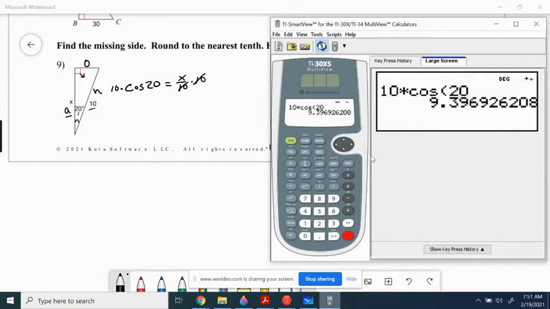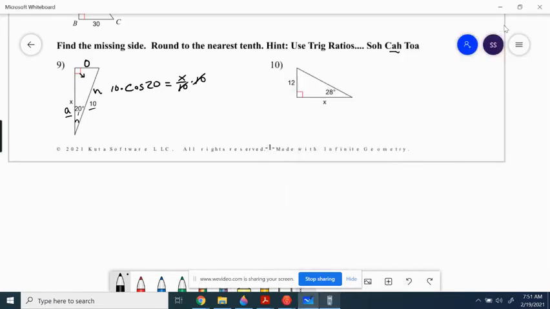There we go, 9.39. So we're going to round this to the nearest tenth, so we'll call this 9.4. X is equal to 9.4. This will be the last one I'll do for this. Yeah, maybe I'll do one more.